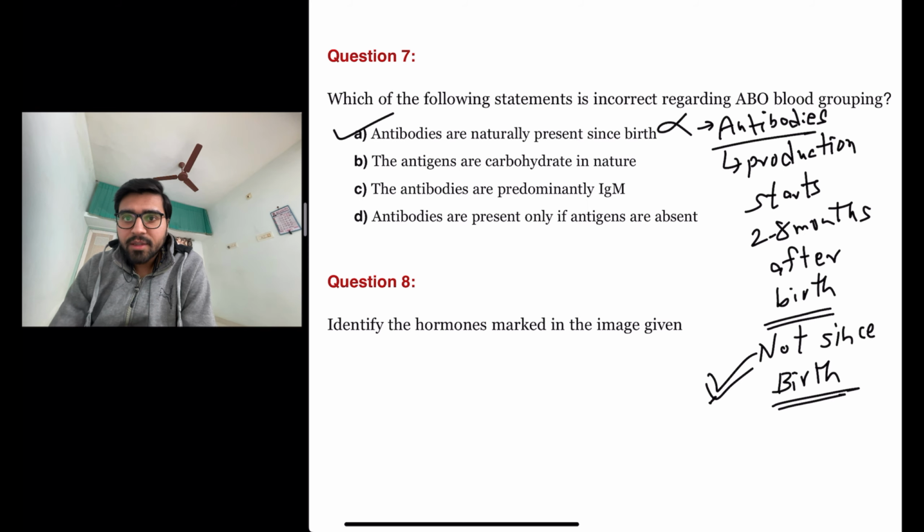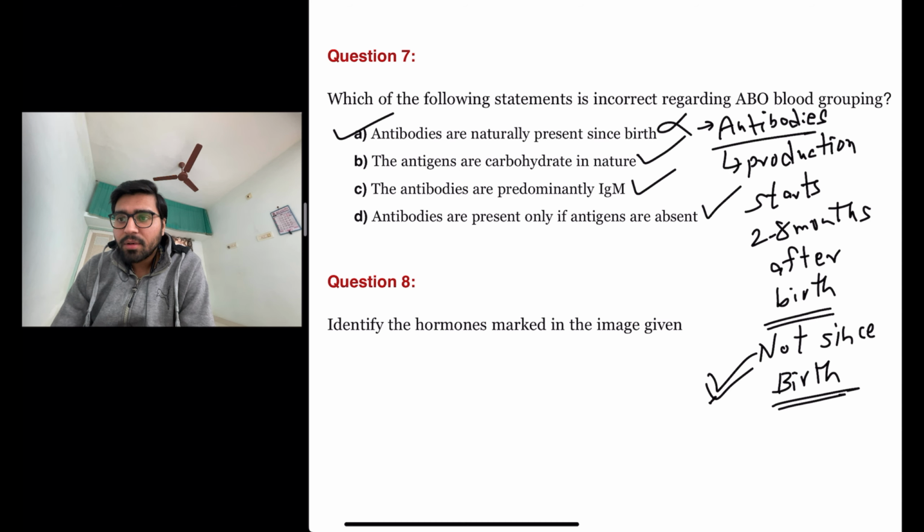Let us look at the other options. The antigens are carbohydrate in nature. Yes. The antibodies are predominantly immunoglobulin M type. Yes. Antibodies are present only if antigens are absent. Yes.